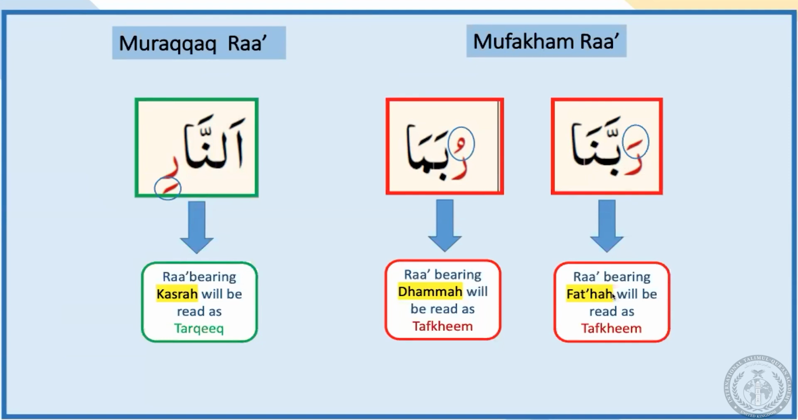Rabbana. And would you like to read the little note? Okay. Ra bearing fatha will be read as tafkhim. Rubama. Ra bearing dhamma will be read as tafkhim. An-nari. Ra bearing kasra will be read as tarqiq. Lovely, very nicely explained. And you read the examples very nicely.